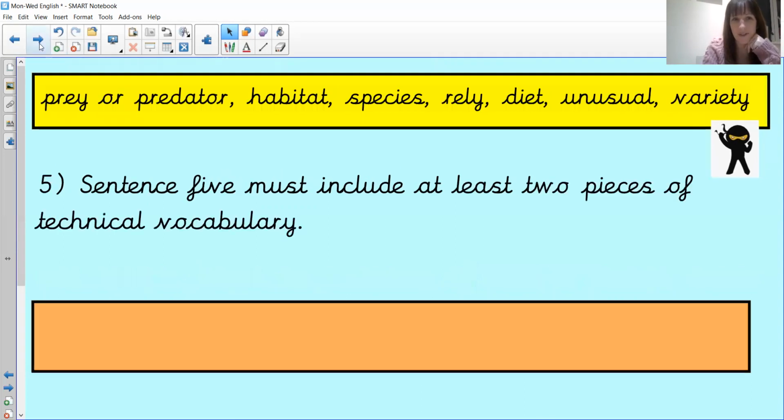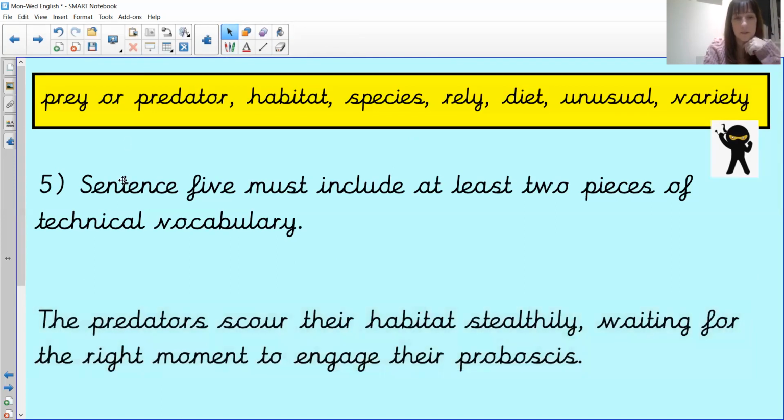Right, number 5. So sentence 5 must include at least 2 pieces of technical vocabulary. So hopefully you've been using these already. You might want to use other technical vocabulary like exoskeleton, proboscis, or anything that you've got, abdomen, thorax, stingers, or you can make sure you've got 2 of these in your next sentence. So let's see what I wrote.